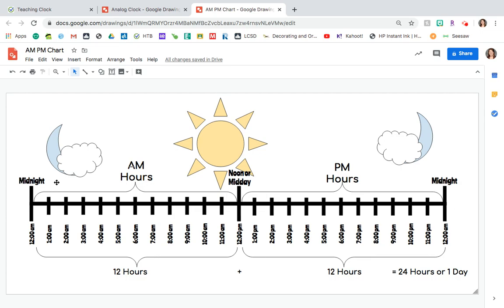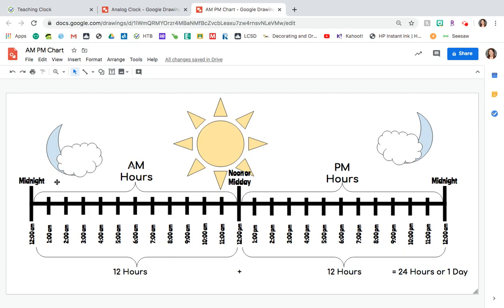So we have the term AM, which stands for antemeridium, and is before midday. And so here's our midday, it's in the middle. And then we have PM, which is postmeridium, and that's for after midday. So, for example, I woke up this morning at 6 a.m. So, right here is our 6 a.m. That's when I woke up.